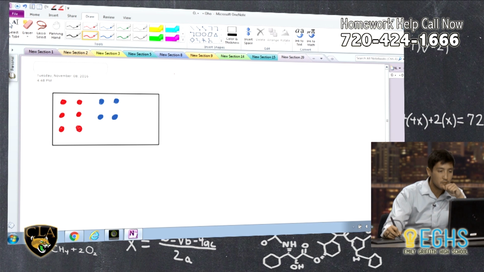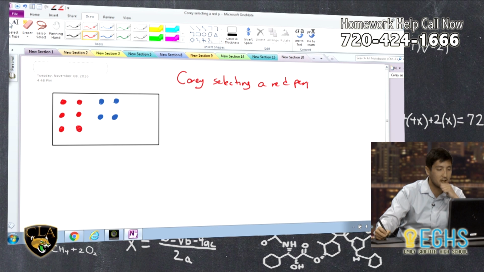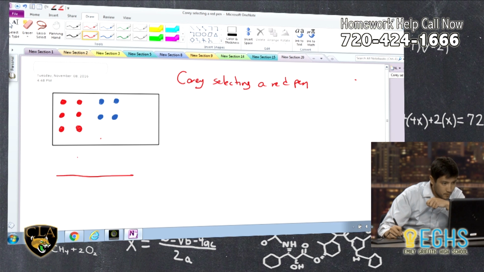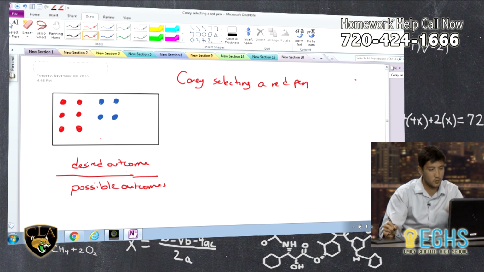So the odds of Corey selecting a red pen, well, let's think about how many pens there are. We're going to talk about really quick, desired outcome over possible outcomes. Or did you call it something else before? I mean, that works. That works.